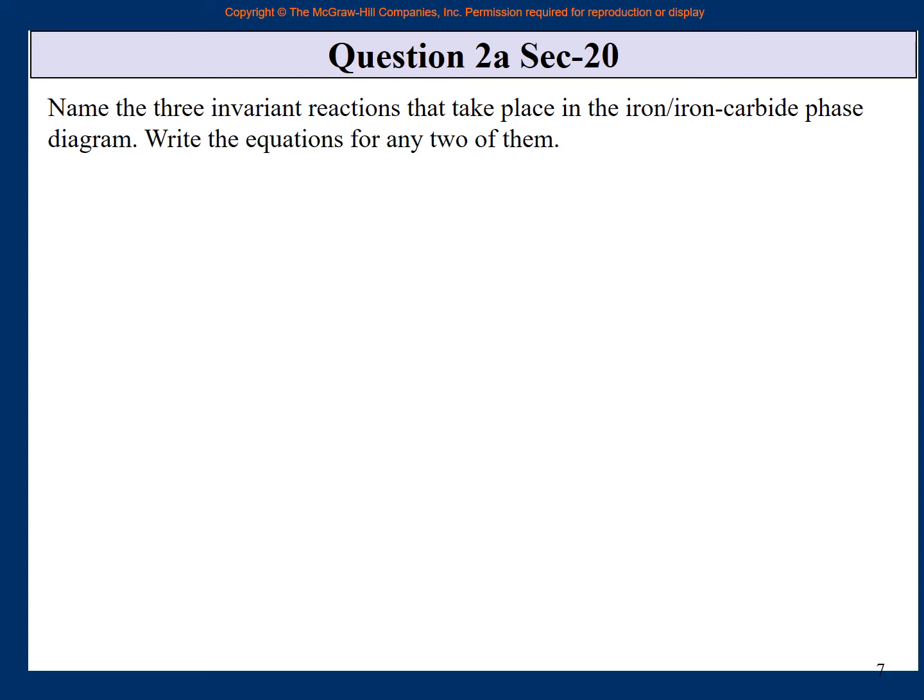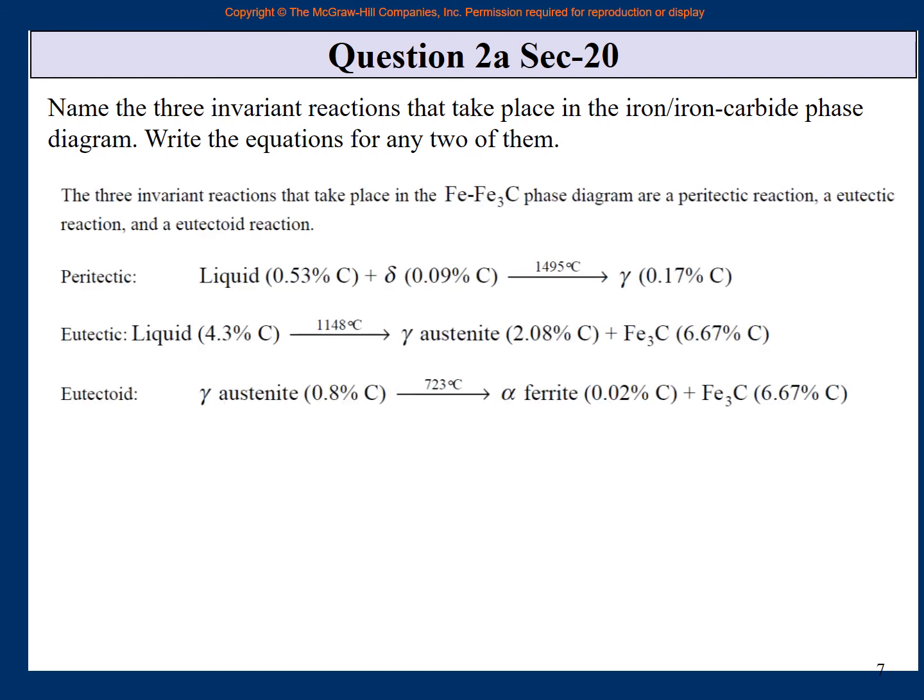You know, right, that these invariant reactions are special reactions, and there is a small slide in the iron carbon, iron carbide diagram chapter, where these 3 are there. So let us see. The 3 invariant reactions are peritectic, eutectic, and eutectoid.